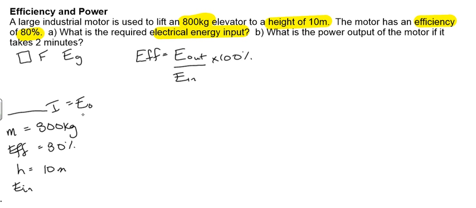Initially the energy is 0. The energy output is simply whatever type of energy exists at the final position. In this case, it's Eg. So let's just switch it right in the formula. This is our energy out, so I'm going to switch it right here: Eg over E in, for energy in, times 100%.